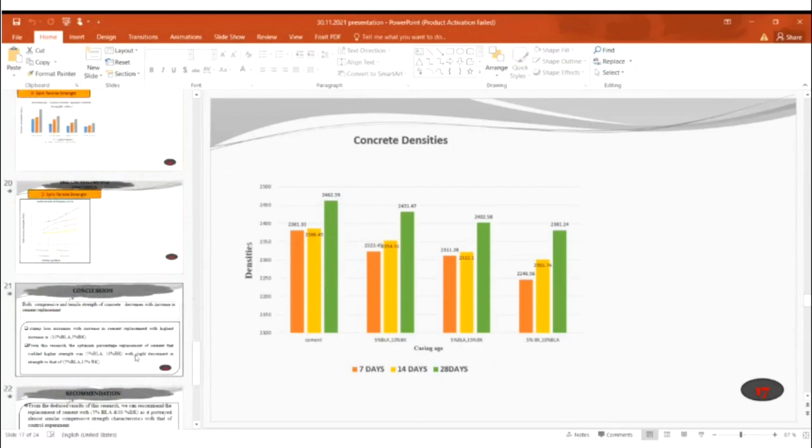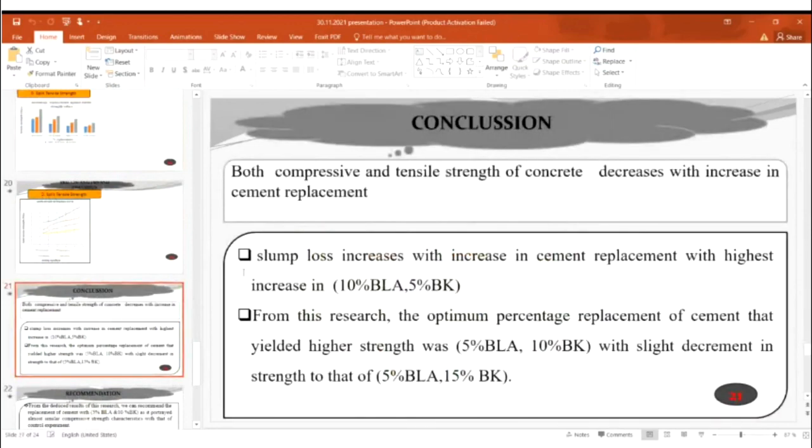Conclusion. Both the compressive and tensile strength of concrete decrease with increase in cement replacement. The slump loss increases with increase in cement replacement, with the highest increase in 10% BLA and 5% Bacola. From this research, the optimum percentage replacement of cement that yielded higher strength was 5% BLA and 10% Bacola, with a slight decrement in strength to that of 5% BLA and 15% Bacola, sorry.